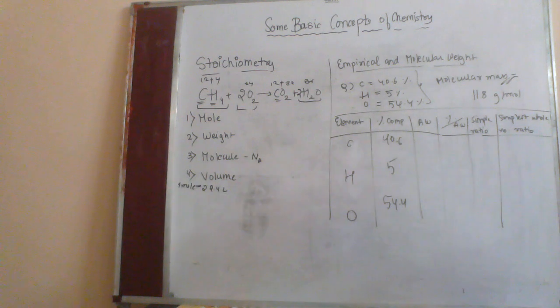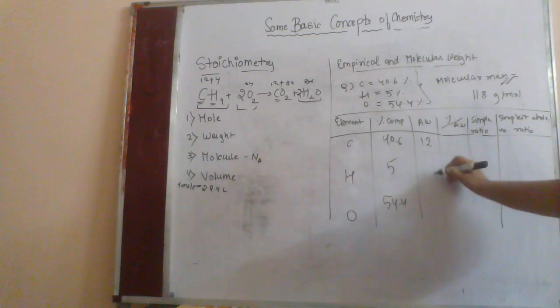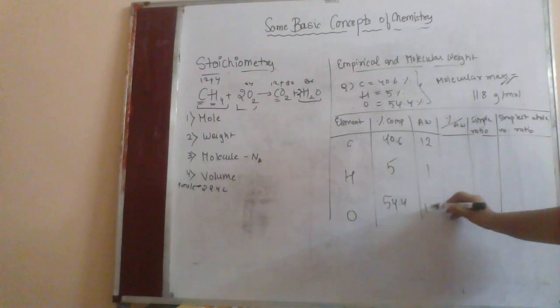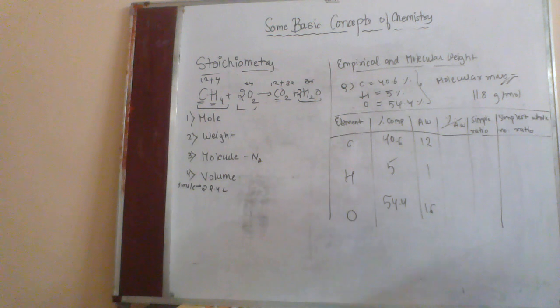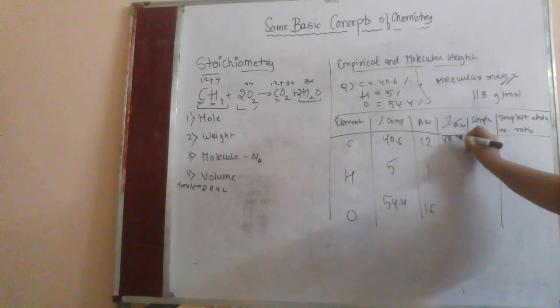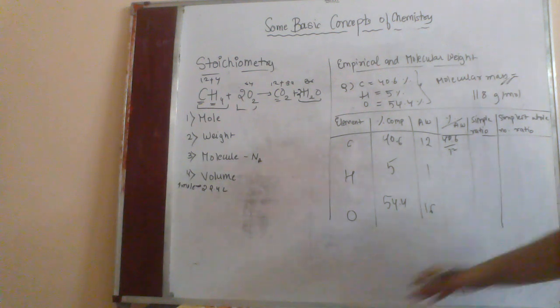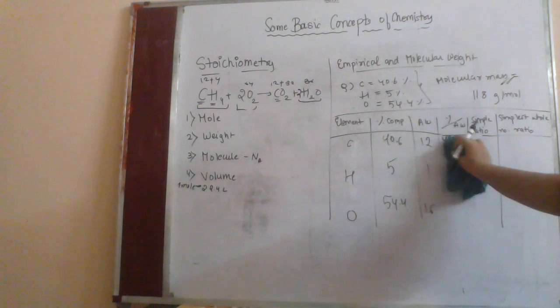54.4 percent. Now coming to atomic weights, we should know the atomic weights of elements. Carbon is 12, hydrogen is 1, oxygen is 16. These all should be learnt. Now coming to division, 40.6 divided by 12. You can directly write down the answers as well. So here I'll directly write down the answers.